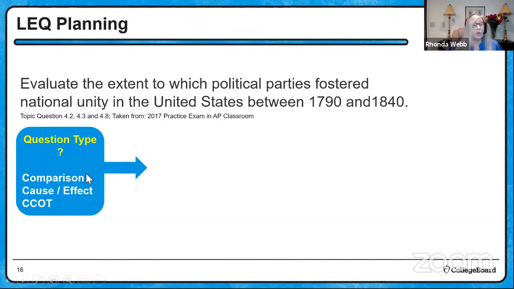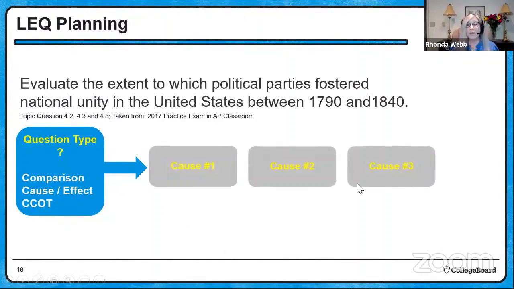All right, so the first thing you need to do is figure out what the question type is. This one would clearly be a causation question. And then you want to plan out your essay. And I really liked the way Mr. Pulaski talked about that last night, that you need to plan out your essay before you actually write your thesis.